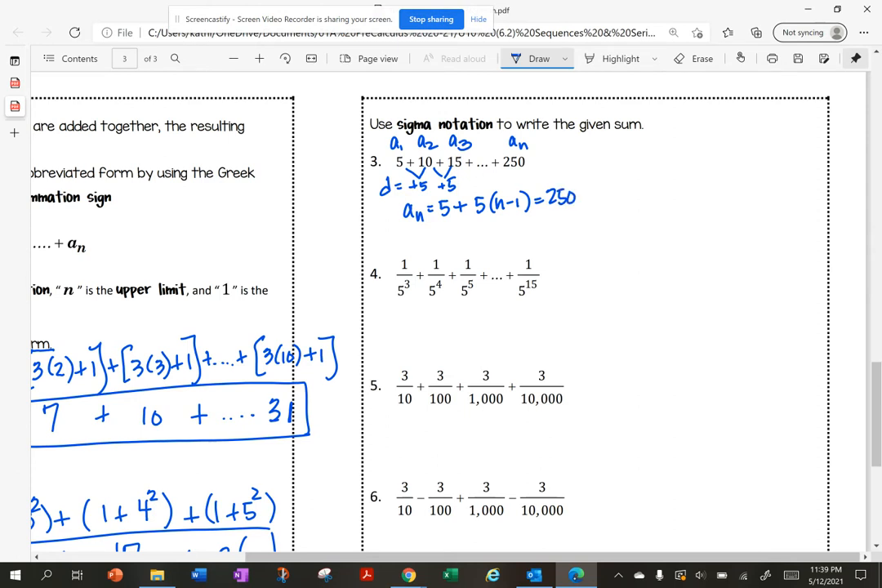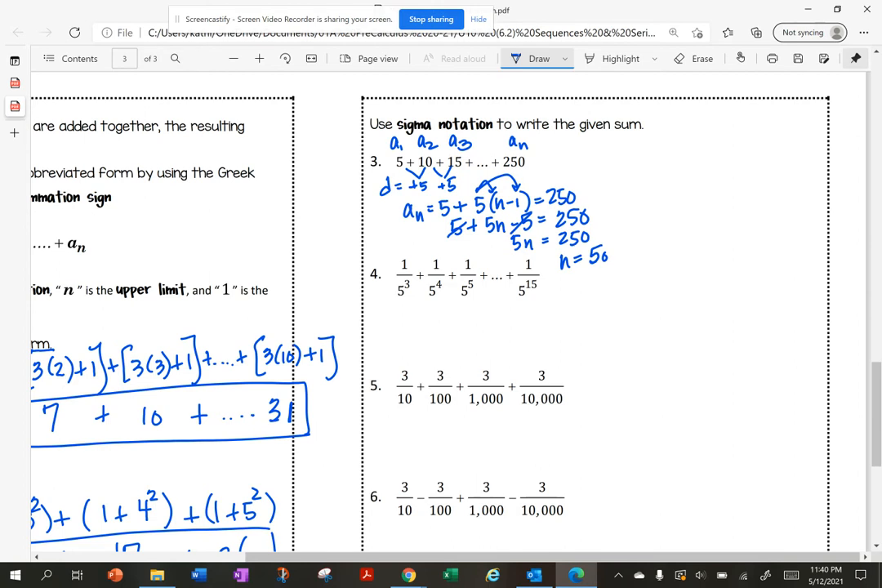Okay, so I'm going to distribute this 5 on these two terms. So I have 5 plus 5n minus 5 equals 250. I'm going to combine like terms. 5 minus 5 is 0. So I have 5n equals 250. I'm going to divide both sides by 5, and I get n equals 50. So I have 50 terms.